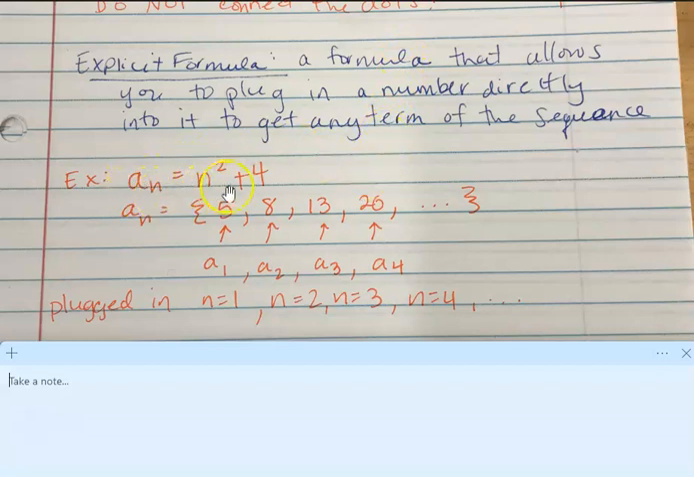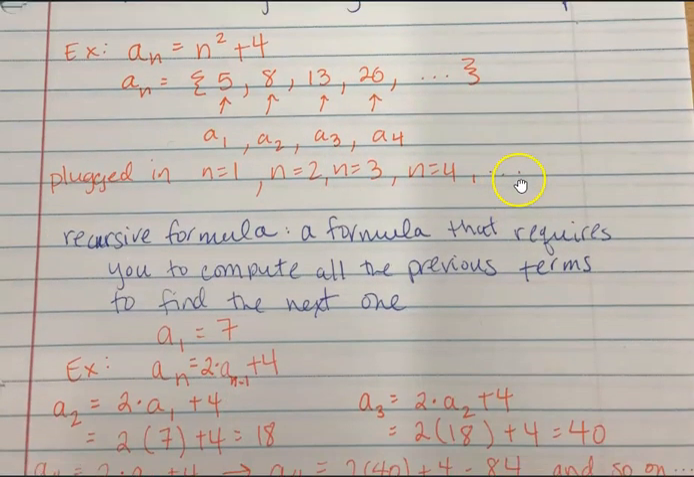So here's an example of a sequence that's explicit. A sub n equals n squared plus 4. So if I want to figure out the second term, for example, I plug in n equals 2. 2 times 2 is 4. 4 plus 4 is 8. So I now know that the second term is 8. If I want to figure out the fourth term, 4 times 4 is 16. 16 plus 4 is 20. So now I have my fourth term. This allows me to figure out the 100th term, the millionth term, and so forth. This is what's called your explicit formula.